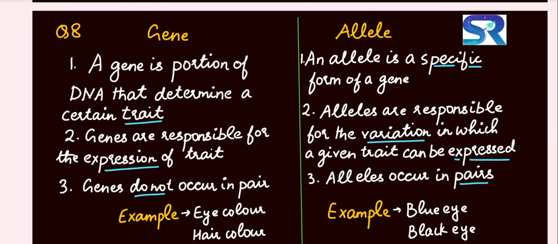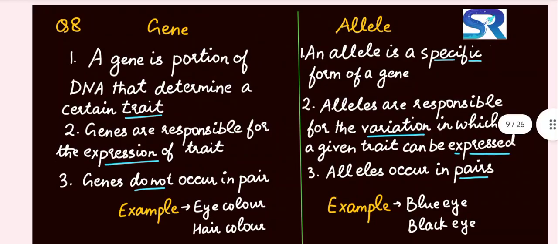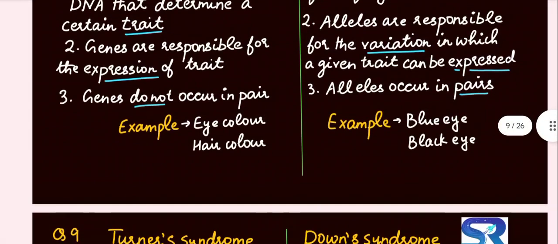First point. An allele is a specific form of a gene. Alleles are responsible for the variation in the way a given trait can be expressed. Alleles occur in pairs. Example, blue eyes, black eyes.